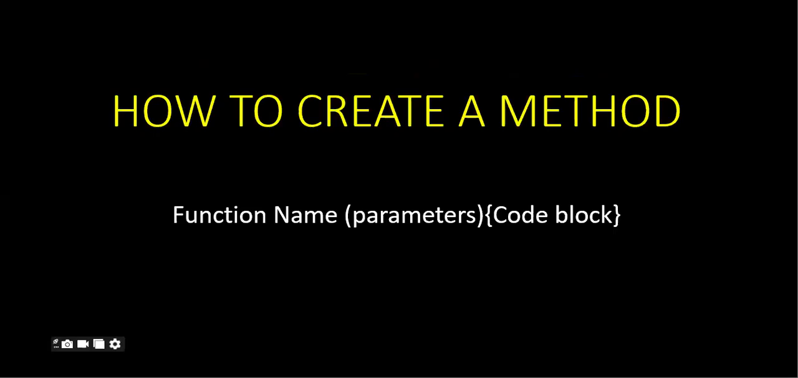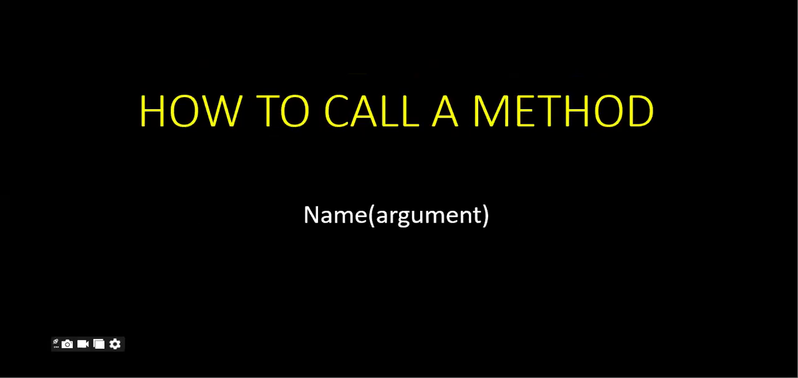So how do we create a function? Very simple. Use the keyword function, then the name, then what is called a parameter and a code block. This is just the skeleton of a function. And when you want to call a function, what does it mean to call a function? It means you want to set that function into action, that is, you want it to carry out a specific task.